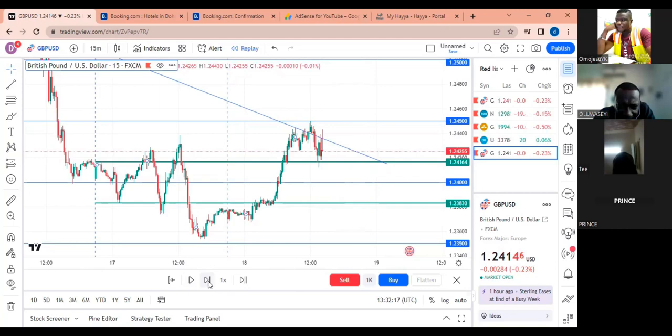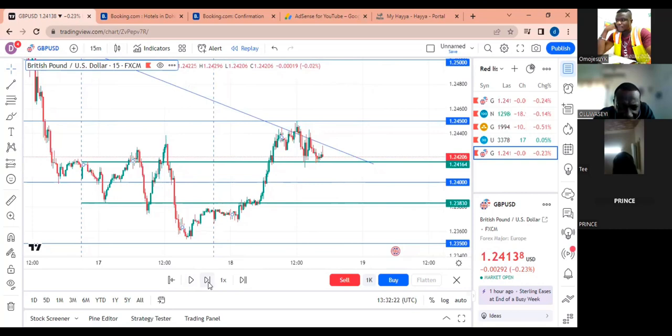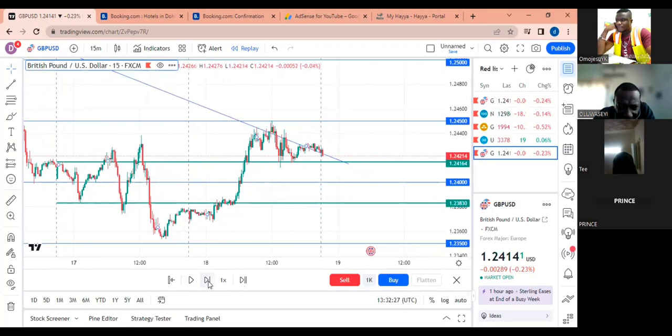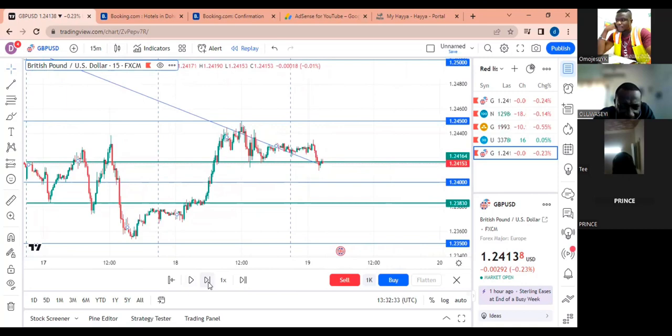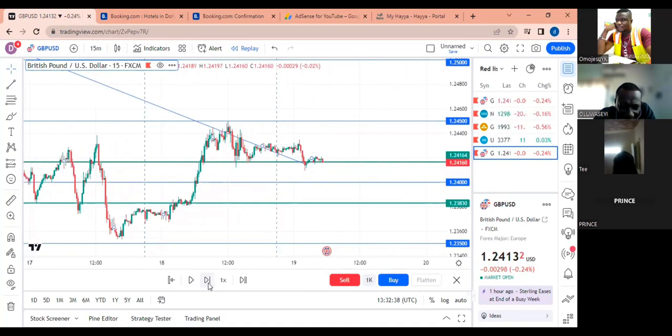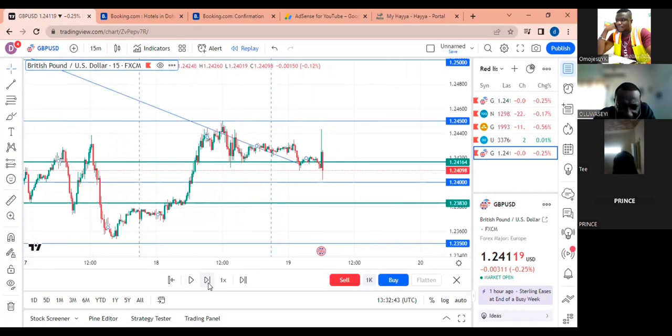So we are still on Tuesday. The market is ranging between the high and the psychological level. So now we are Wednesday. This is the Wednesday market now. We can see this. So what do we do here?